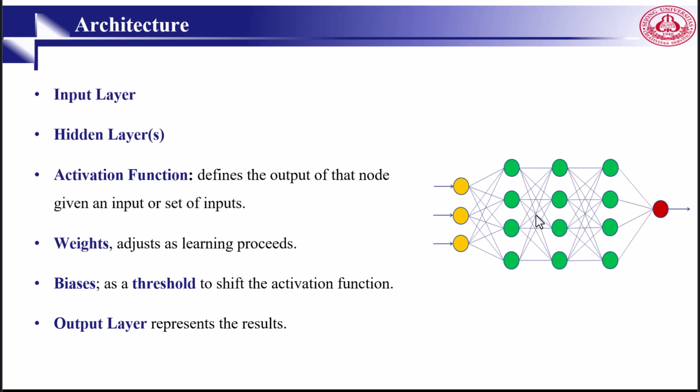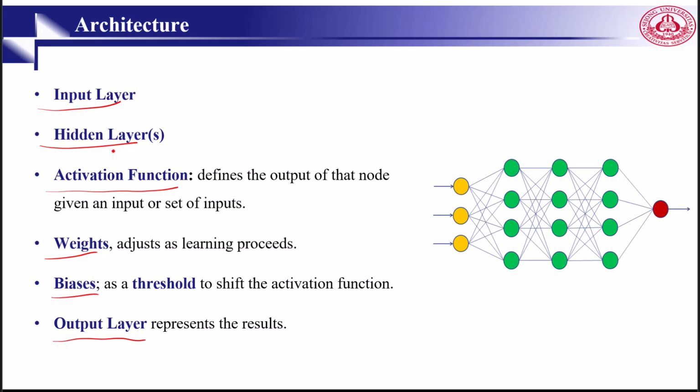So here we see the architecture of neural networks. We have input layer, hidden layers, activation function, weights, bias, and output layer. The input layer introduces input values into the network. There is no activation function or other processing here, we just feed raw data to our network.